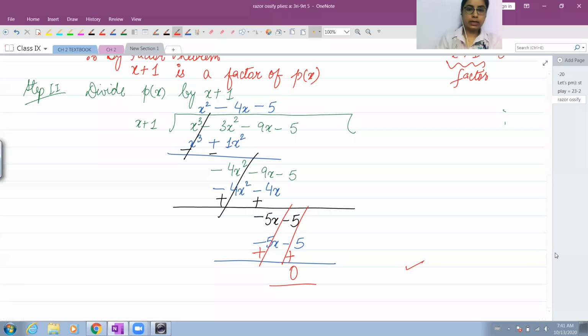So the division is done. The remainder is 0. That's how I know. Till now, I have been going fine. Now the third step is to factorize the quadratic quotient that you have obtained further if possible.